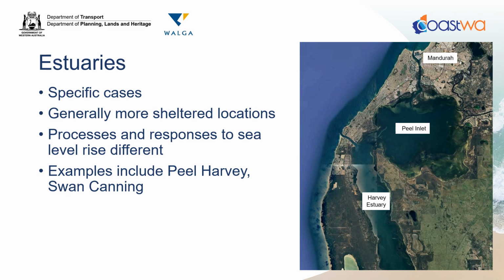Examples around Western Australia include the Peel Harvey and Swan Canning estuaries, and the map there shows the Peel Harvey system just south of Mandurah.